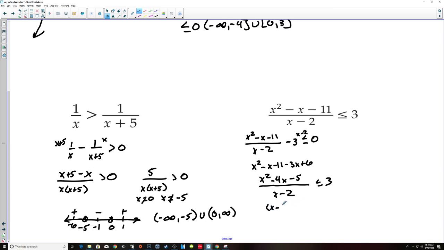The top factors into x minus 5, x plus 1, over x minus 2. Oh, not less than or equal to 3. Excuse me, less than or equal to 0 because we subtracted that over. So now we're interested in x equal to 5, x equal to negative 1, and x cannot equal 2. You can never allow the denominator to be 0. We have negative 1, and we can equal that. 2, and we cannot equal that. And then 5, and that's okay.